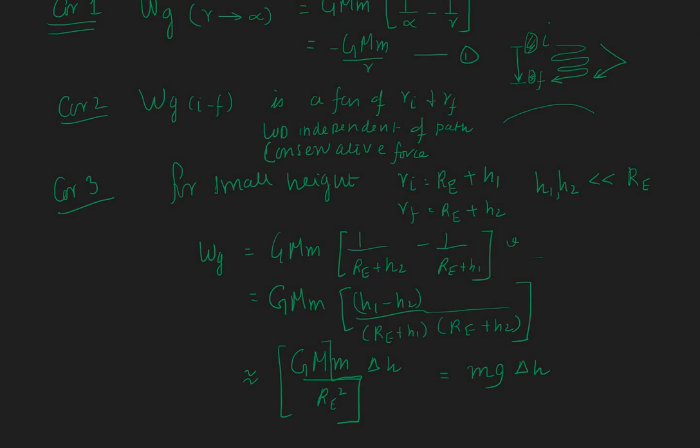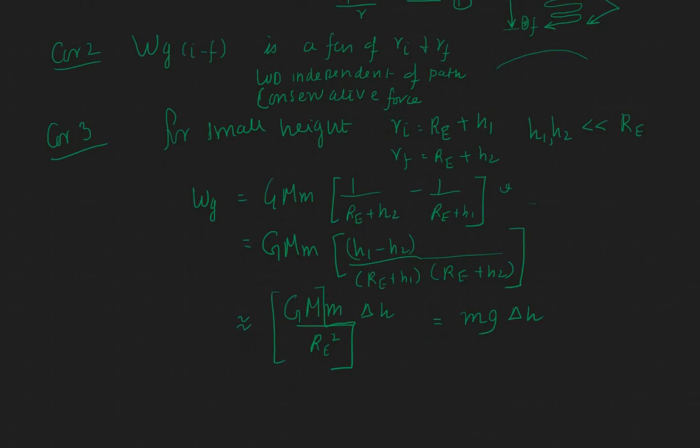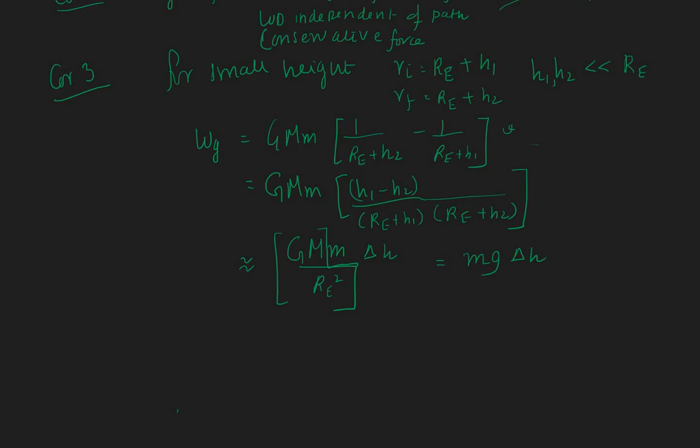Associated with this corollary, or rather we may call it corollary 4, is that your Wg is equal to minus delta U. And we know that by definition, or the way we saw in the previous video how we use this idea to come up with the law of conservation of energy, work is nothing but GMm into 1 by Rf minus 1 by Ri, and that's equal to minus of Uf minus Ui.